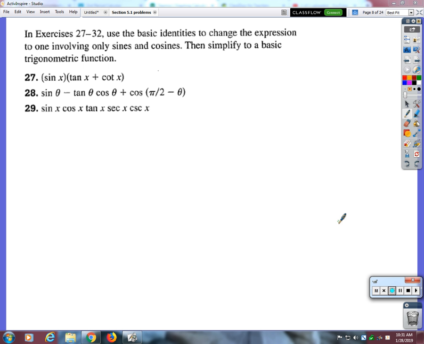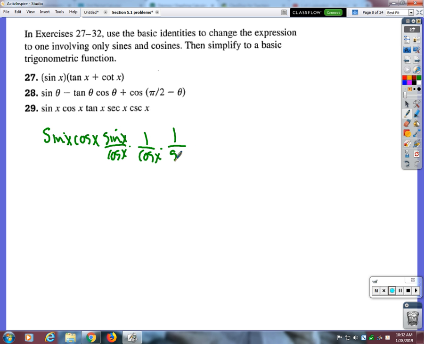Okay, change everything into sine and cosine. This is number 29. So these first two are already written in terms of sine and cosine, so you can't change them.